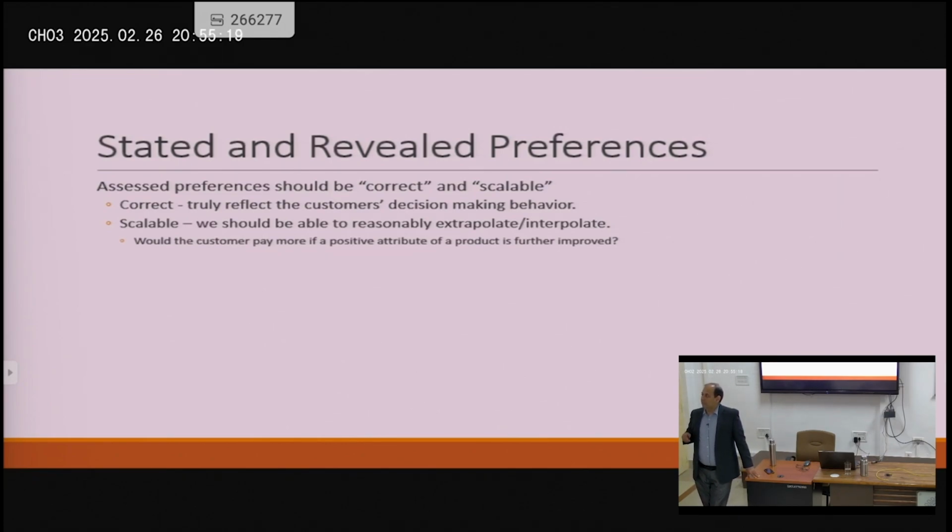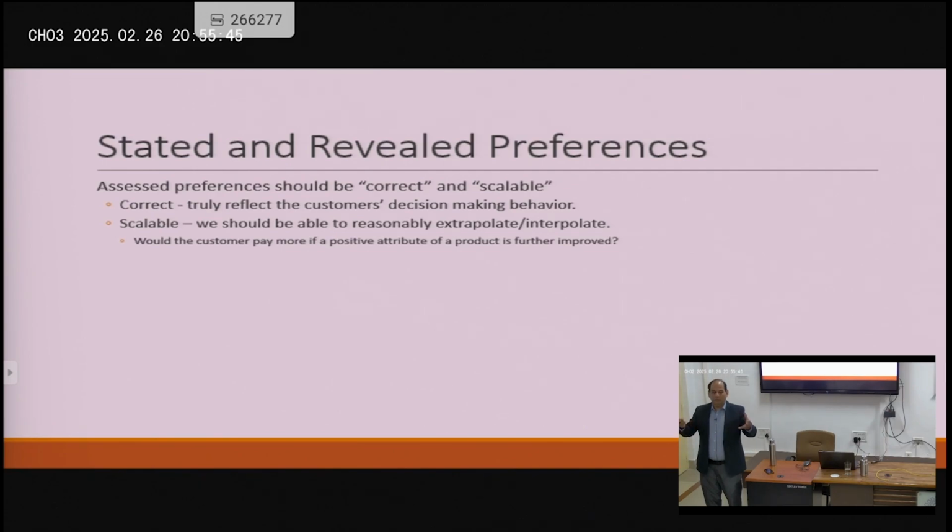So truly reflect the customer's decision-making behavior. Nobody can disagree with that. And it should be scalable. That's something we sometimes don't think about. Scalable means that I should not just figure out, hey, that person wants a yellow car, and then come back and tell my boss, hey, people want yellow cars, let's make yellow cars. Now, maybe you have to think about scalability as in, like, are they thinking of different color options, right?